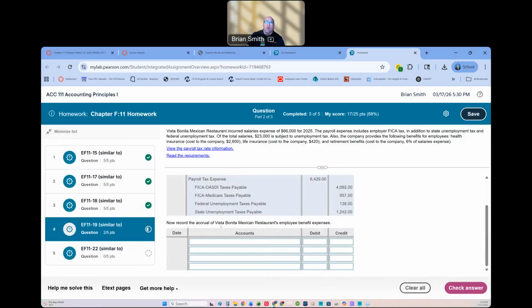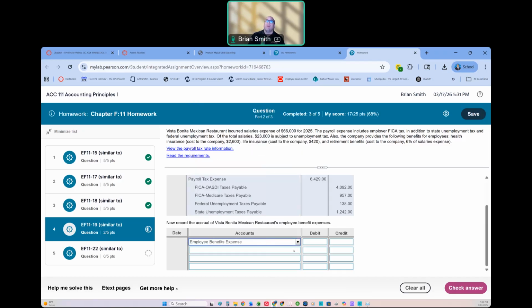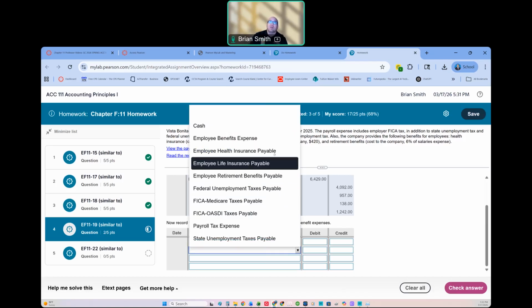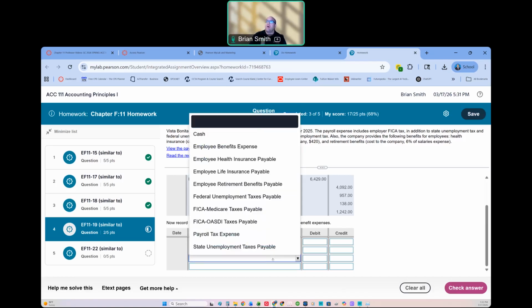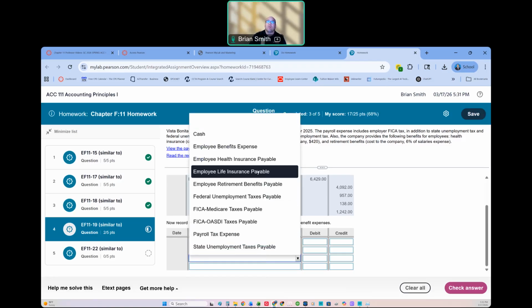Now record the accrual of the employee benefits. So we're going to do employee benefits expense now. And it said they give health insurance, and then retirement. Wait, life insurance? Was that one? Yeah, life insurance and then retirement.